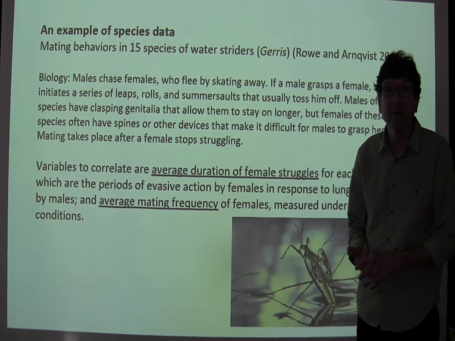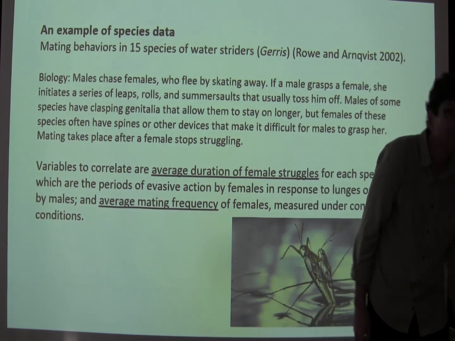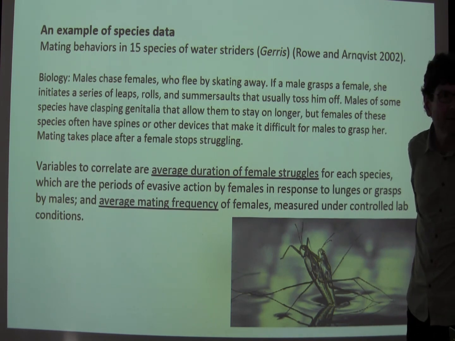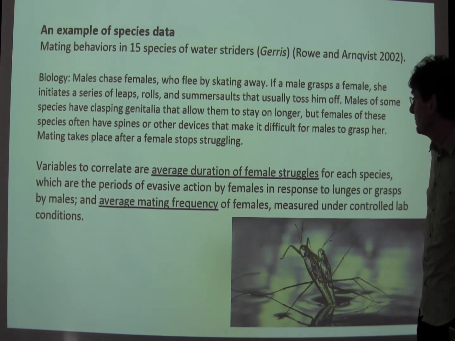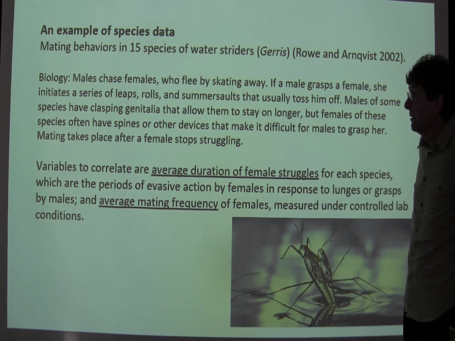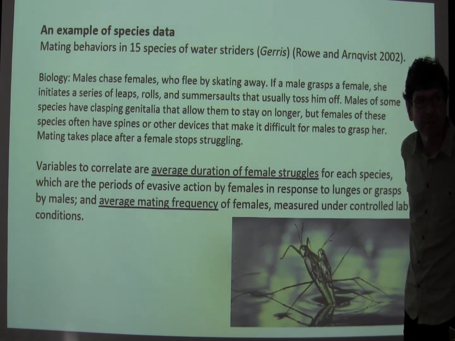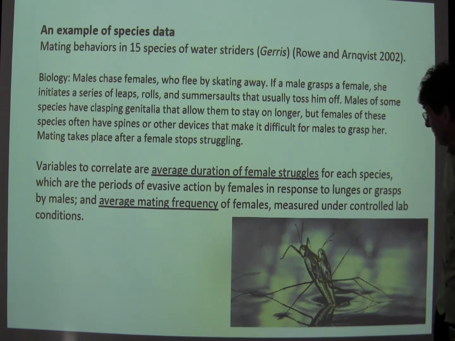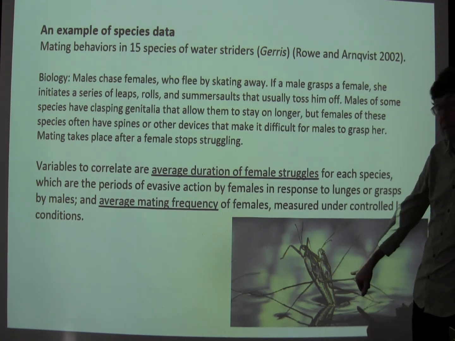So I'm going to start with an example of species data. What I mean by species data and comparisons between species, and trying to learn something about biology, and ecology, and evolution of a group of animals. Okay, so this is a water strider.